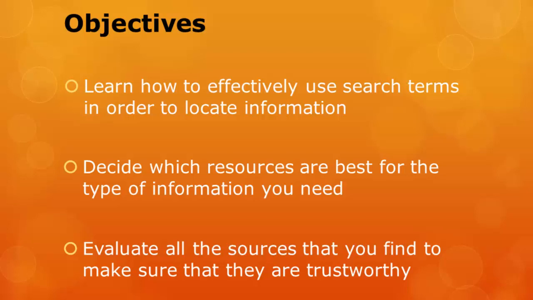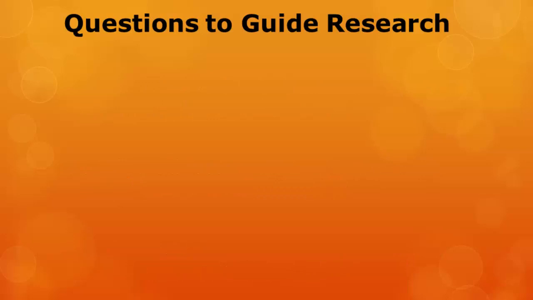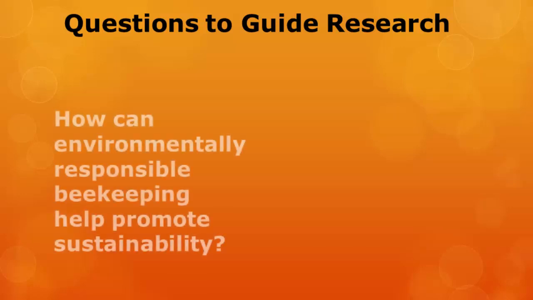Before we start researching, we need to think of some questions to guide our research. To do this, let's think about the parts of our assignment. We need to figure out how to create a bee community or apiary that is not only good for our environment, but is able to sustain itself, which means that it can be maintained for a long time. Maybe our first question should be, how can environmentally responsible beekeeping help promote sustainability?